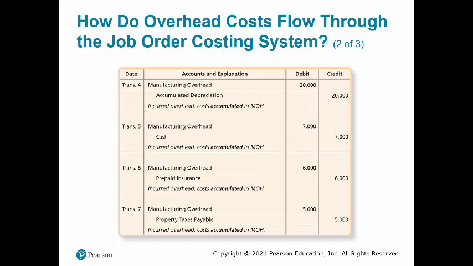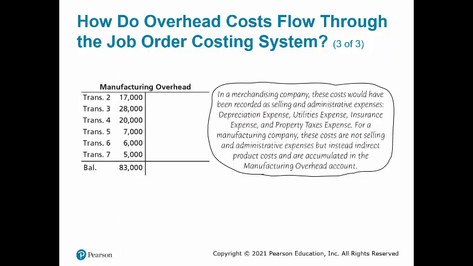So as we can see on this slide, we can see the journal entry to record the depreciation for the plant equipment. We can see the accumulation of the utilities, the plant insurance, and the plant property tax. So instead of debiting the actual expense accounts as we would do with period costs, we are debiting manufacturing overhead for all of these product costs. So as we go through the year, all of these costs are going to be accumulated as debits in the manufacturing overhead account, and as we can see, so far they have accumulated $83,000 in the account.